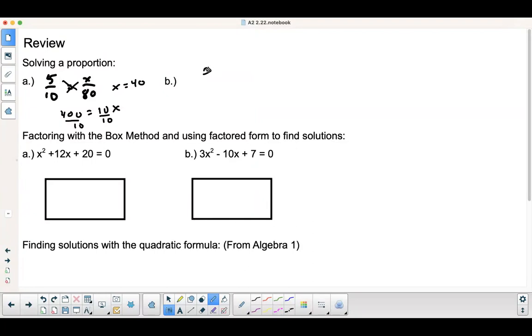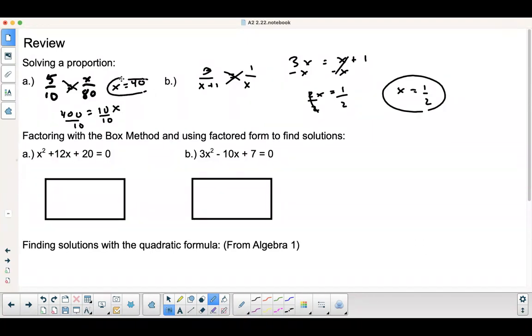All right. Now if I have something like this, and I'm just making this up, so it might not give us a nice whole number here. Let's just say 1 over x. So let's cross multiply. 3x equals 1 times x plus 1, which is just x plus 1. 2x equals 1. And I get x equals 1/2. Okay, so that's how you solve a proportion.